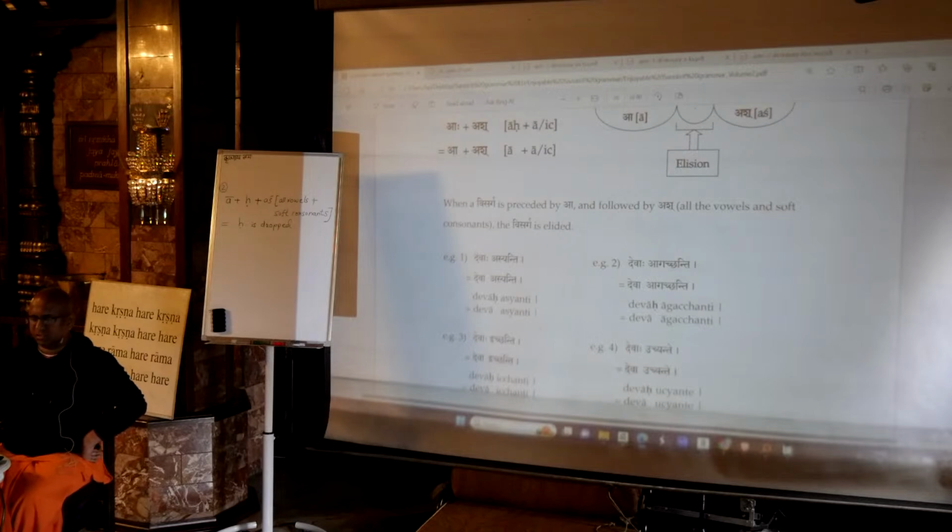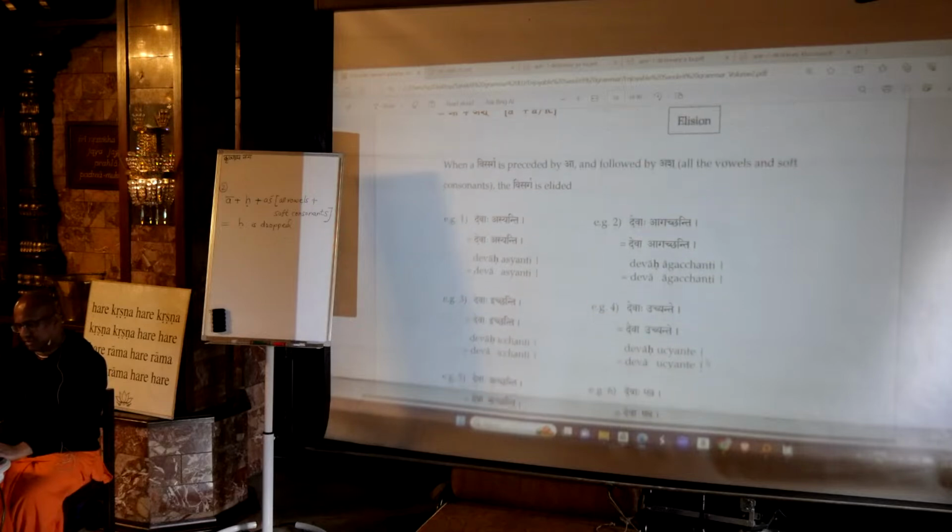Exactly. So you see, Deva asyanti. And here now we are not going to make it Devasyanti. Same thing. Once you do the Visarga Sandhi, finished. Then you will not do anything further. So, Deva asyanti, like that. Devaha agachanti. Deva agachanti. Devaha uchante becomes very nice.